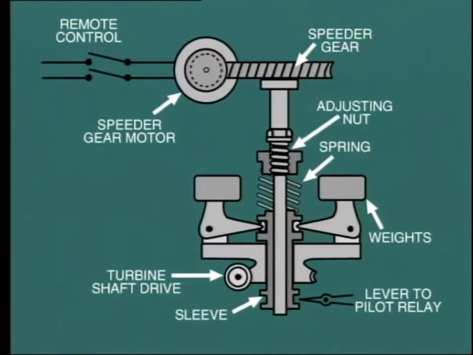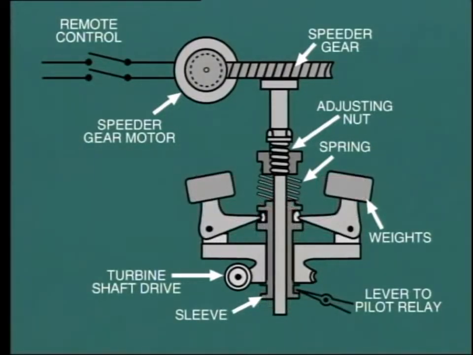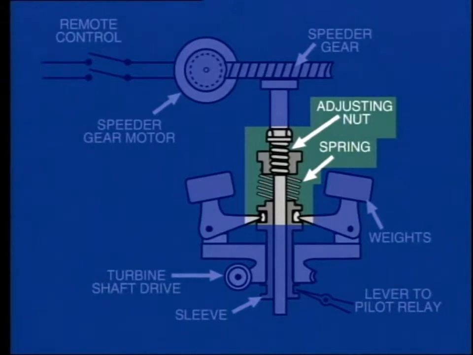Now let's take a closer look at the governor itself. This mechanical type centrifugal governor is driven directly from the turbine shaft through a gear drive. As speed increases, the weights fly outward due to centrifugal force and lift the sleeve against the compression spring. The sleeve itself is connected to the pilot relay, which in turn adjusts the control valve through the hydraulic servo mechanism. We can adjust the set point of the governor by adjusting the compression on the spring. The adjusting nut moves up or down according to rotation of the screw thread.